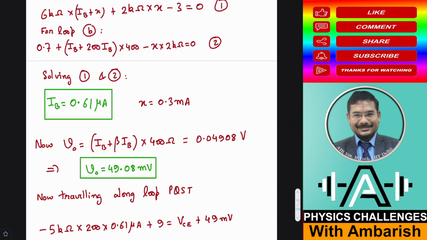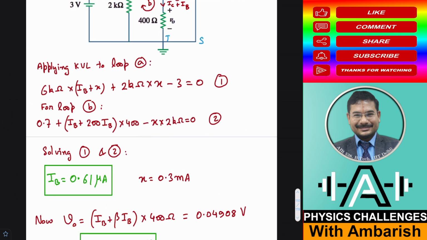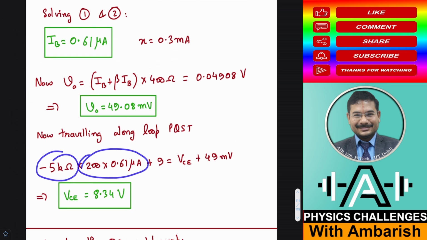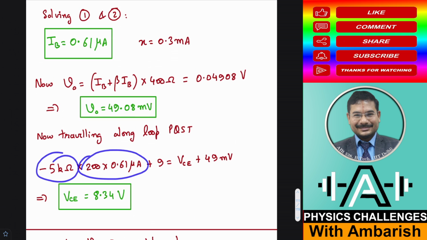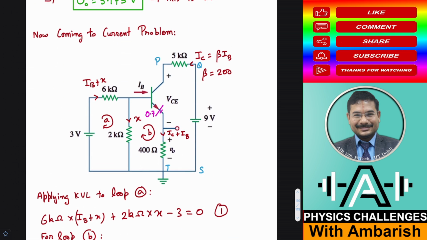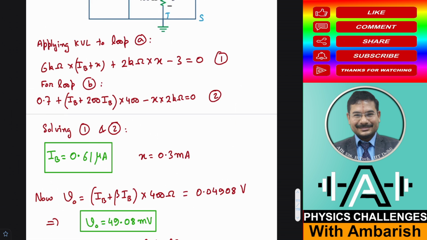So that's what I've written. Let's see. So minus 5 kilo ohm into 200 into 0.61 microampere. So what does this represent? See, this 5 kilo ohm resistor, and the current is 200 times 0.61 microampere for IB. Okay, and you're going against the current, therefore a minus sign. So that's what I've written: minus 5 kilo ohm into 200 into 0.61, that was the base current. So 200 times the base current is the collector current. Then you hit this 9 volt battery, so you write plus 9. Okay, so that's what I've written.